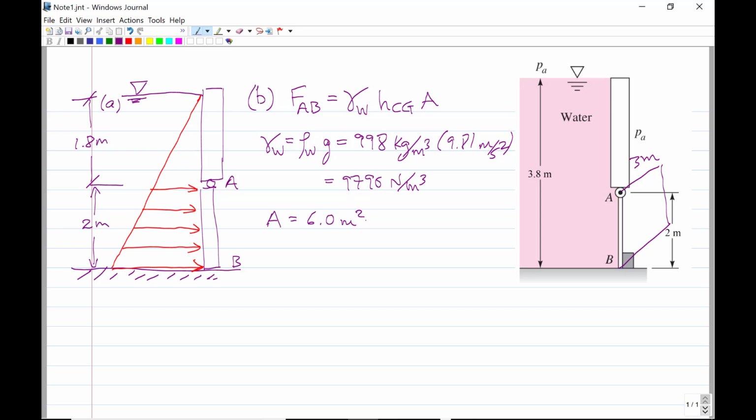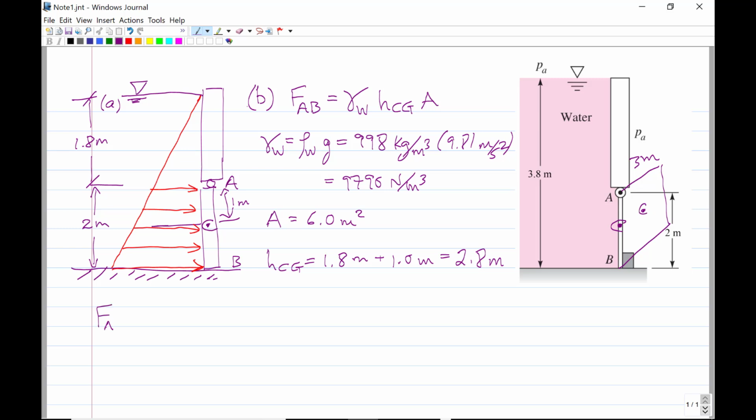Now, we need to get the height of the centroid. The centroid of this gate is going to be dead center in the middle. Draw it over here, the centroid. And so that distance there is going to be 1 meter. So the depth of the centroid, hCG, is going to be that 1 meter plus 1.8 meters. So 1.8 meters plus 1.0 meters, 2.8 meters. That's the depth of the centroid of the gate from the free surface.